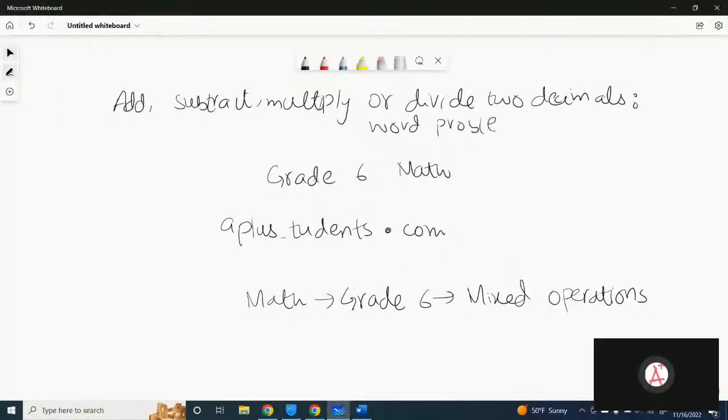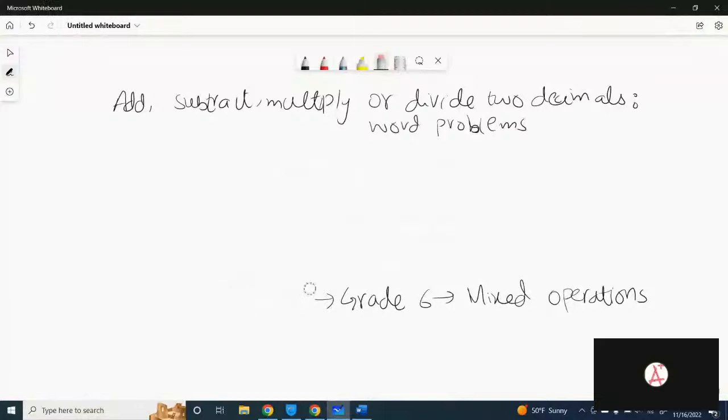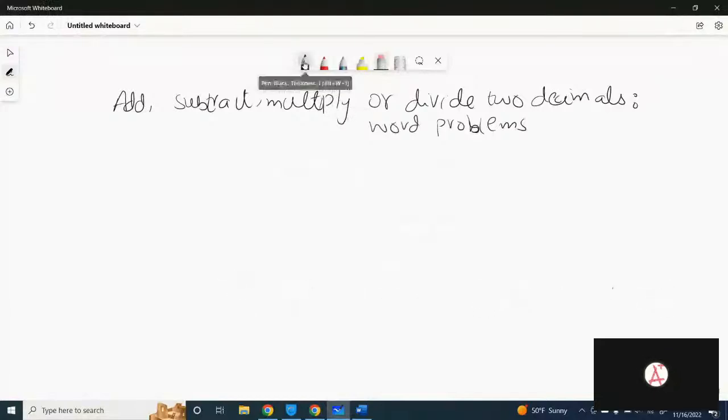Okay, let's start with the lesson. Please make sure you have your notebook and pencil so that you can note down the important points and examples as well. Got it? Okay, let's start with the topic.